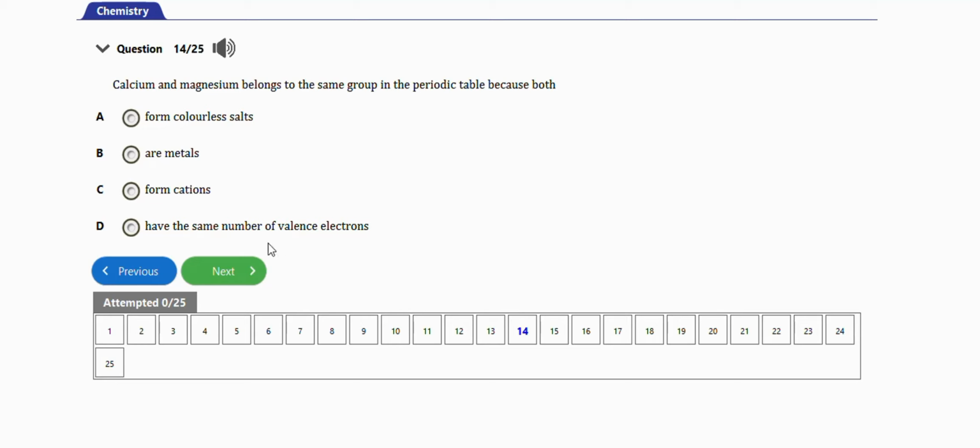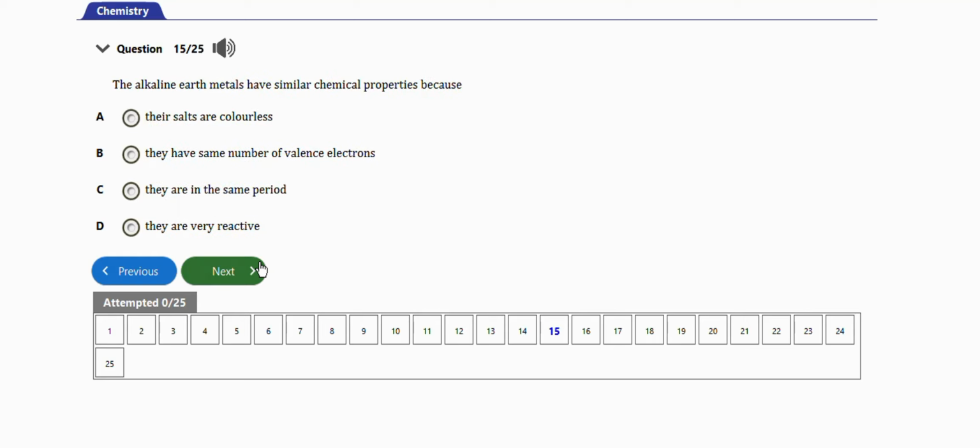Okay, next question will be this one. It says the alkaline earth metals have similar chemical properties because their salts are colorless. They have the same number of valence electrons. They are in the same period. They are very reactive. Option B. They have similar chemical properties because they have the same number of valence electrons.